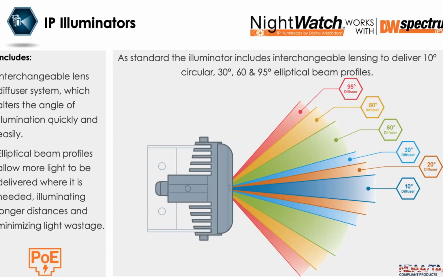The 10 degree, the 30 degrees, 60, and 95 are all included in every illuminator. Really easy to change out and switch those diffusers out to match the field of view that you're setting up with the camera to provide that illumination.